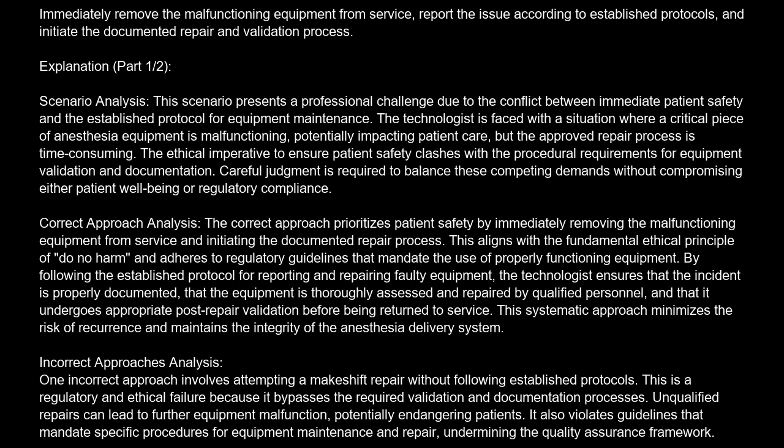The correct answer is B. Immediately remove the malfunctioning equipment from service, report the issue according to established protocols, and initiate the documented repair and validation process. Explanation: scenario analysis.